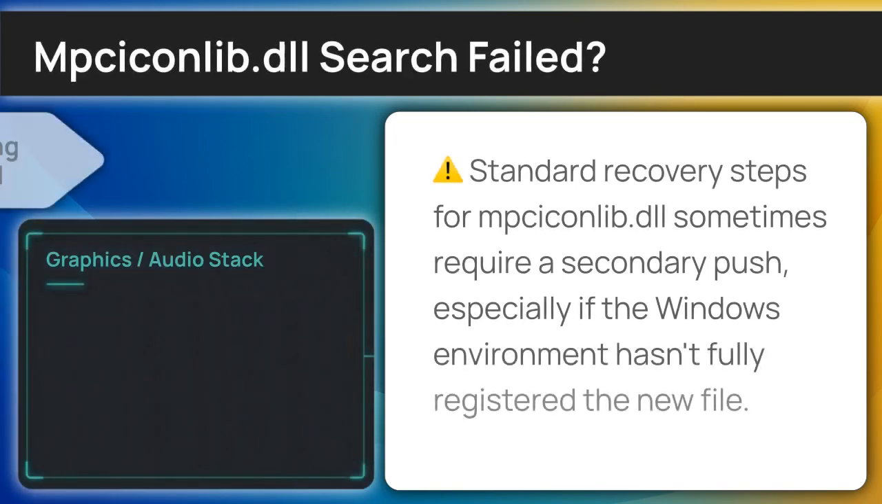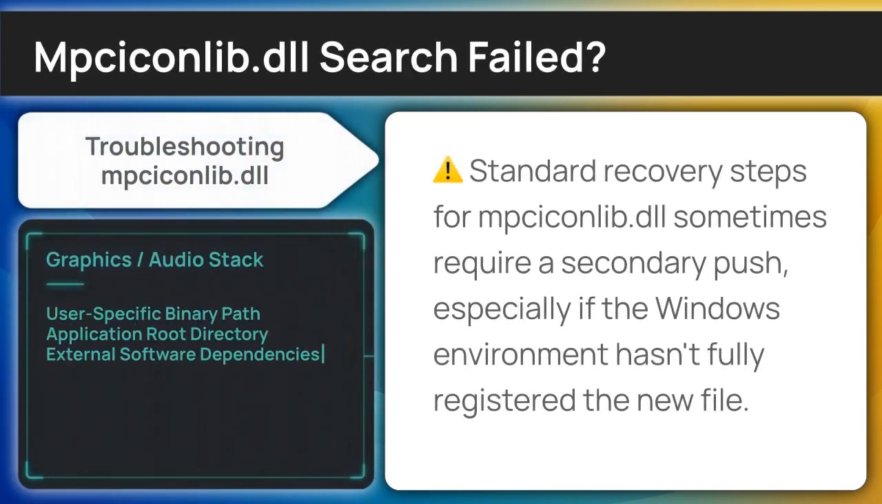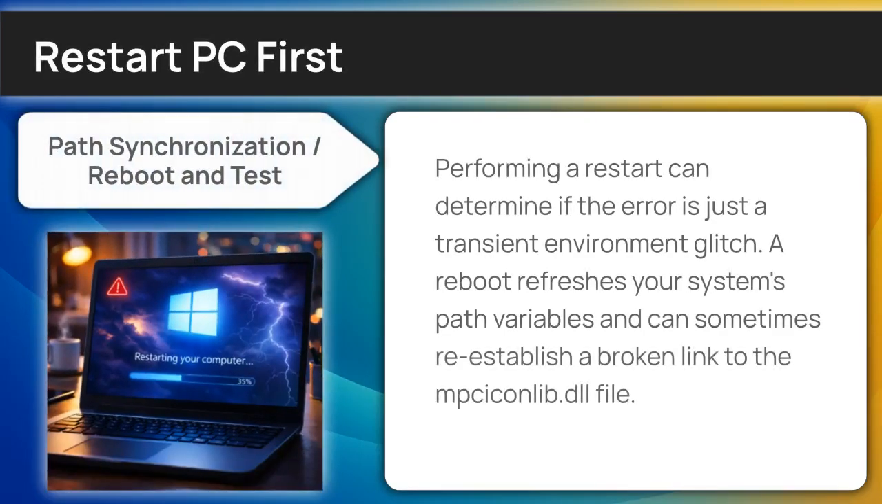When a standard reinstall doesn't cut it, we move to advanced diagnostic steps to ensure the system is properly configured. Performing a restart can determine if the error is just a transient environment glitch. A reboot refreshes your system's path variables and can sometimes re-establish a broken link to the Mpciconlib file.